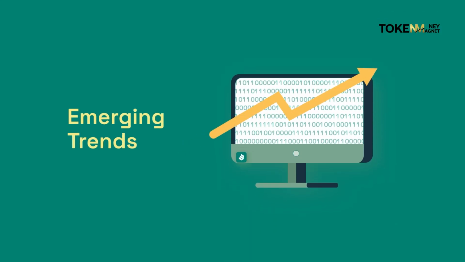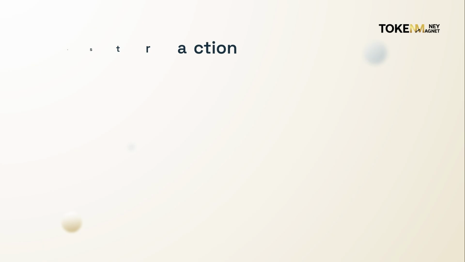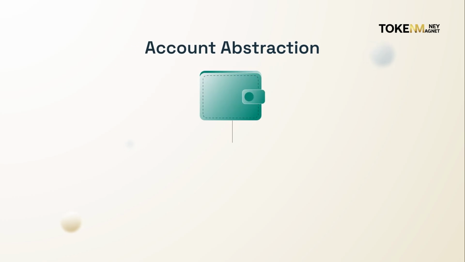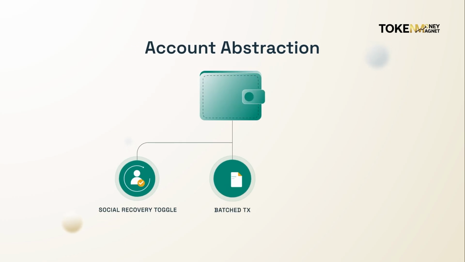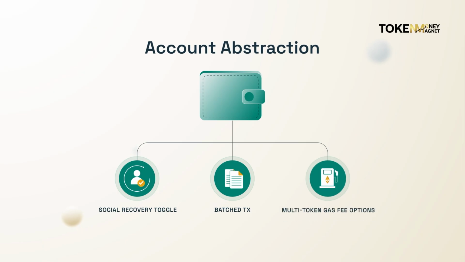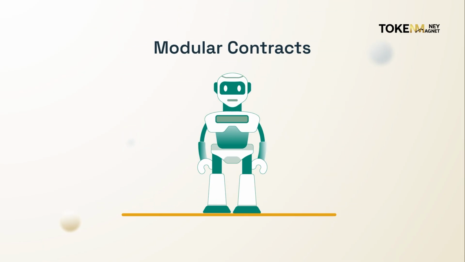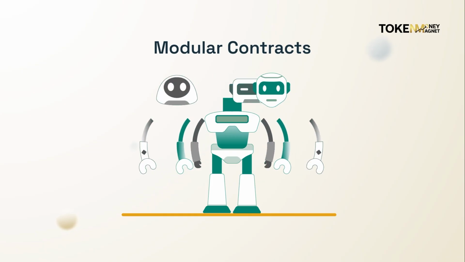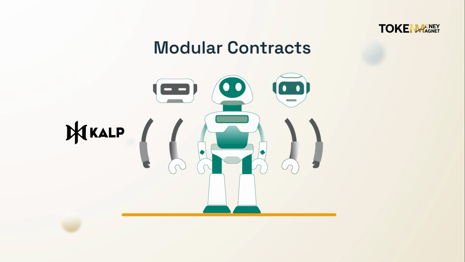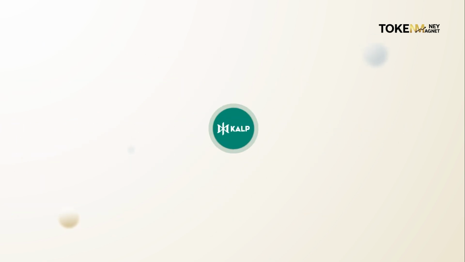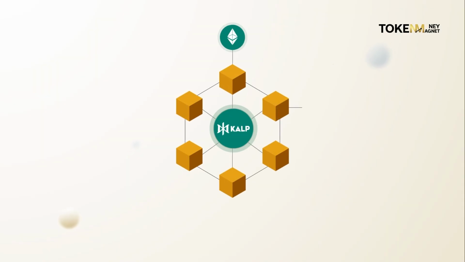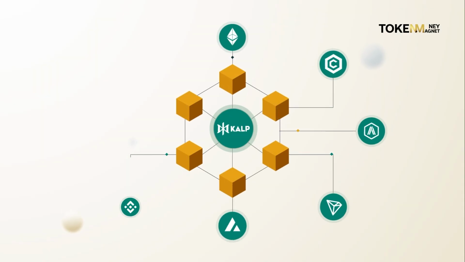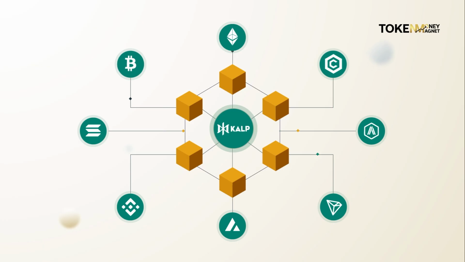What's next for smart contracts? Account abstraction. Say goodbye to complex wallet management. Smart contract wallets offer easier recovery, gas fee sponsorships, and simplified transactions. Modular contracts. Developers can now upgrade or add features without rewriting the entire contract. It's like giving a robot a new arm instead of building a new robot. Kalp and OpenZeppelin already use this pattern. Cross-chain DApps. Platforms like Kalp are creating smart contracts that work across multiple blockchains, increasing interoperability and compliance.